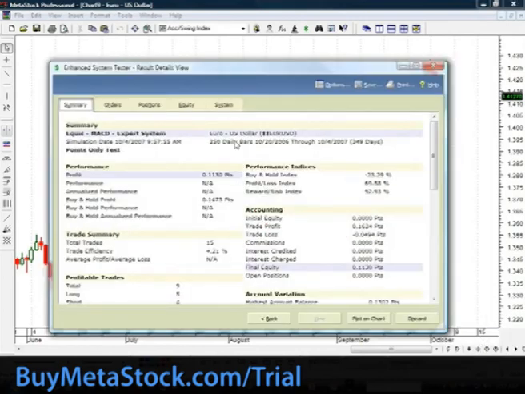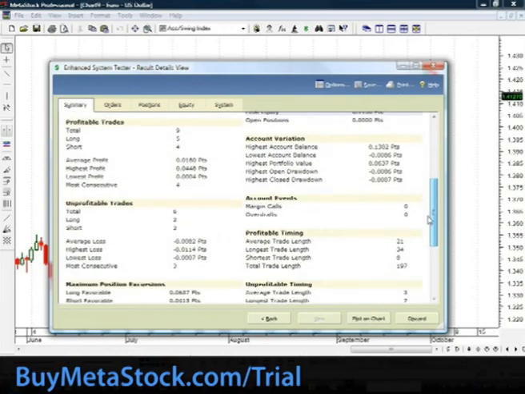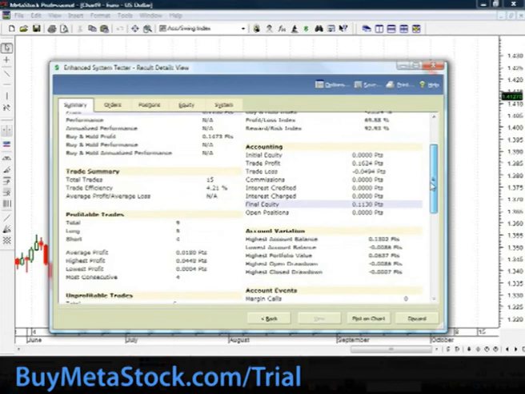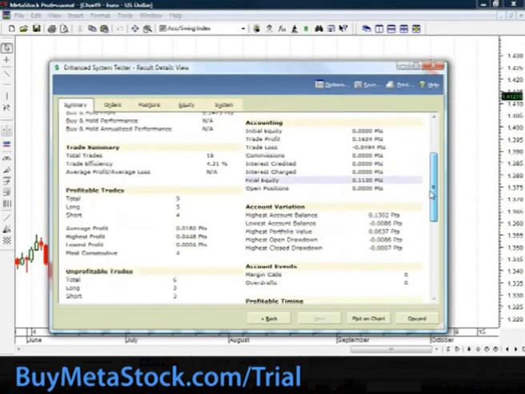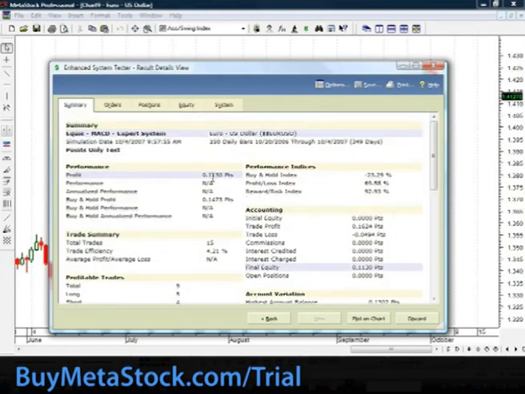We're already done. We've got our results, and it's profitable. Surprise, surprise. We had 15 trades over that 250 period test cycle, and we can go through all this information to try to see what happened. Basically, we were profitable to the tune of 1,130 pips. So not too bad.